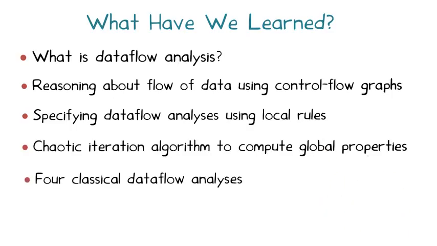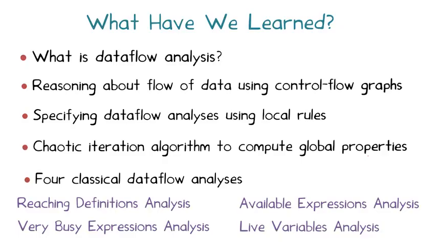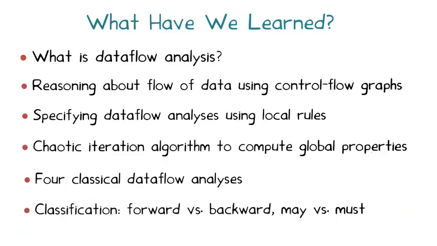We defined and saw examples of the 4 different classical data flow analyses: reaching definitions analysis, very busy expressions analysis, available expressions analysis, and live variables analysis. We compared and contrasted these analyses along 2 important dimensions, forward versus backward and may versus must. This lesson focused on how to reason about the flow of primitive data such as integers. In the next lesson, we will learn how to reason about the flow of non-primitive data, better known as pointers, objects, or references.